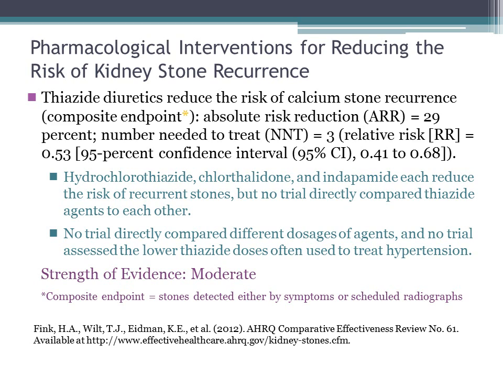So what are some of the pharmacological interventions that we can use to reduce the risk of kidney stone recurrence? There is moderate strength evidence that thiazides significantly reduce the risk of recurrent calcium stones. There were 6 trials that reported stone recurrence, and it was significantly lower in individuals that were randomized to thiazide rather than to placebo or the control group.